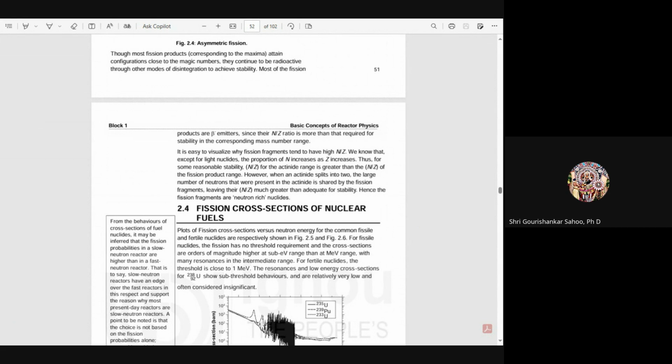It is easy to visualize why fission fragments tend to have high N by Z. Except for light nuclides, the proportion of N increases as Z increases. Thus, for some reasonable stability, N by Z for the actinide range is greater than the N by Z of the fission product range. However, when an actinide splits into two, the large number of neutrons that were present in the actinide is saved by the fission fragments, leaving their N by Z much greater than adequate for stability. So, the fission fragments are neutron-rich nuclides.